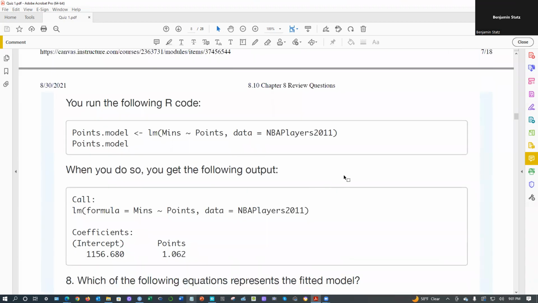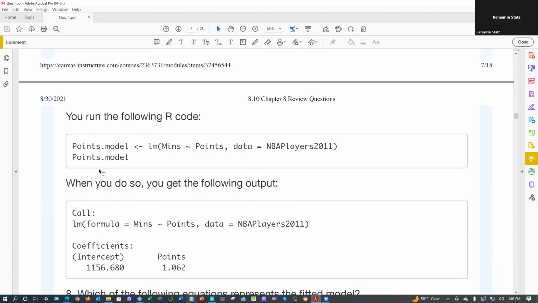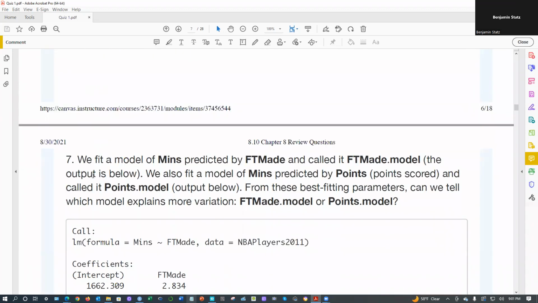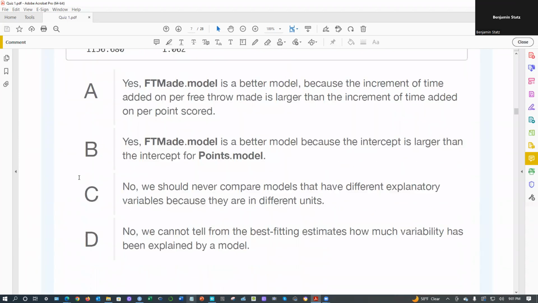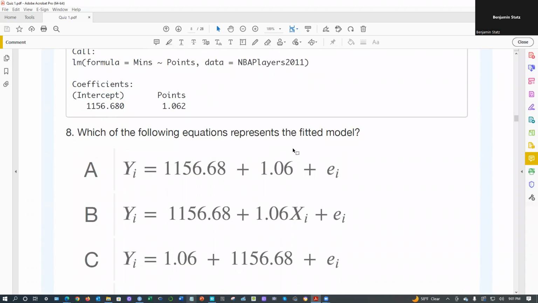You run the following R code: minutes by points, with the data. When you do so, you get the following output, the points model, with intercept 1156.60. Which of the following equations represents the fitted model? This is b naught plus b1 x plus e, so it should be the equation with x: 0.680 plus 1.06 times x plus e.